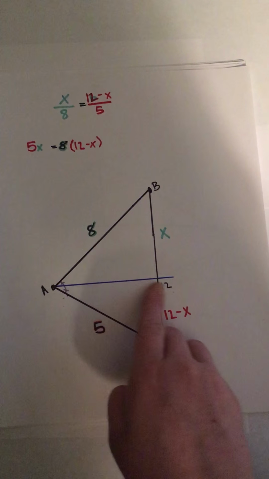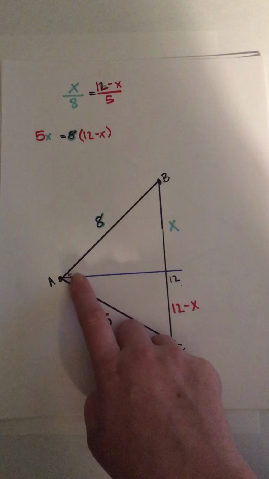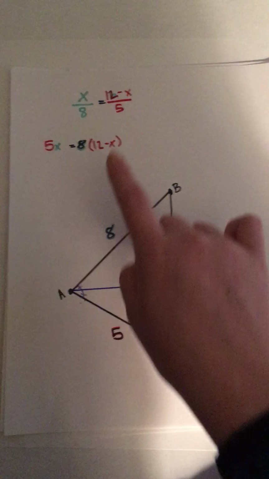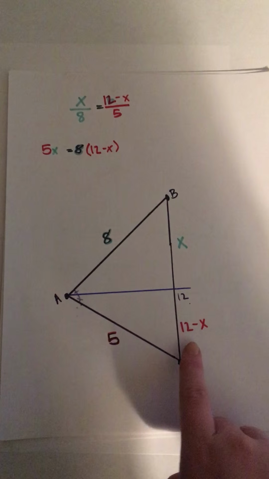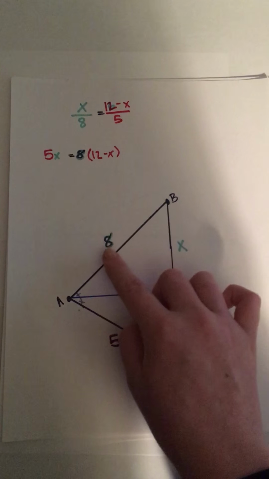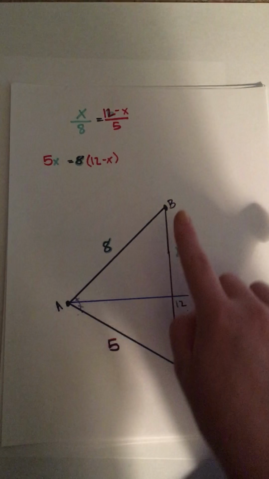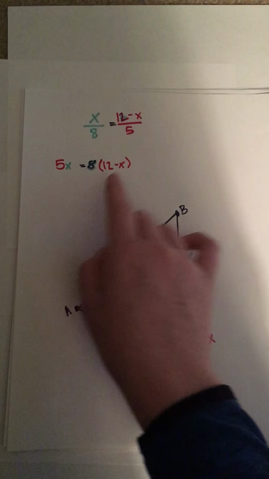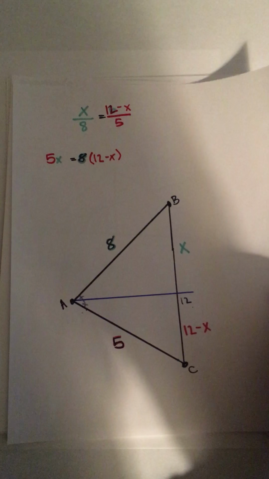The problem I created is similar. This is the angle bisector line. As you can see, it bisects angle A. And so I set up the ratio x over 8 is equal to 12 minus x over 5, because we know that AB is 8, AC is 5, and BC is 12. So then you can solve the equation algebraically.